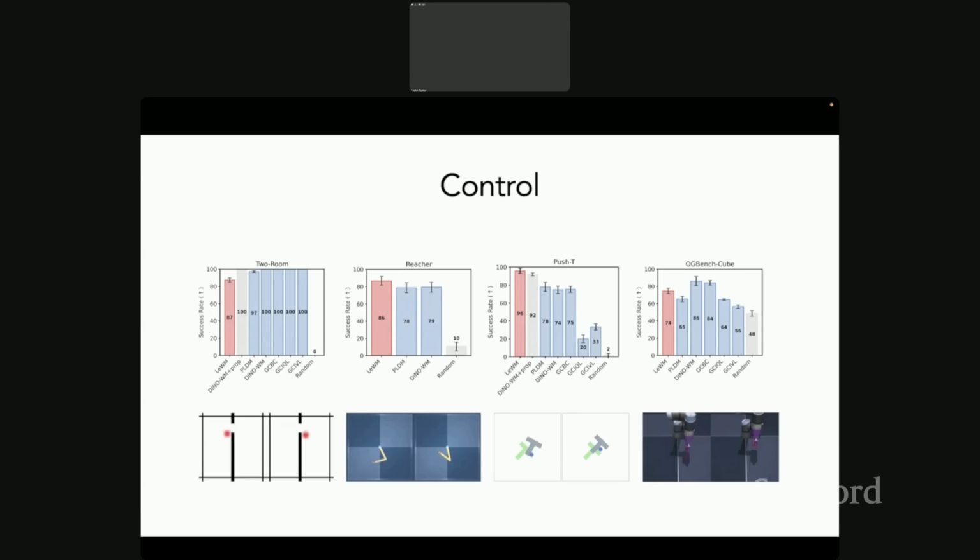So Push-T, which is already present, the goal is basically to push the T to the green area. That's as simple as that. And you can only push, you cannot pull. And OGBench Cube is a 3D environment, a 3D manipulation robotic arm, where you need to make the cube match a target location as well.